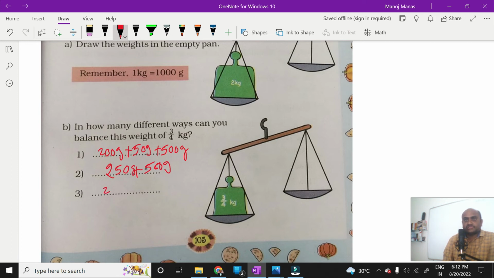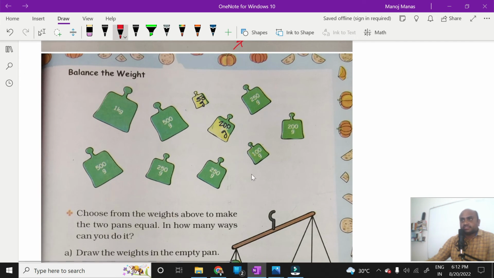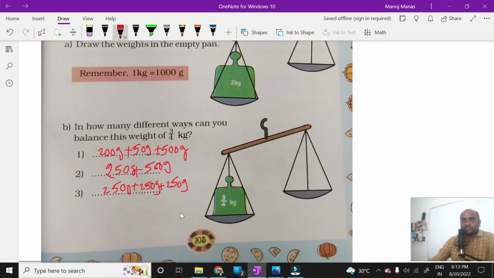And third option is 250 plus 250 plus 250. This is also the third option. Okay. So let us see from the available weights only. If we have to take, then we don't have a 250 grams. We have only 250 and 500. Then we have to erase this part. Even though this is correct, 250 plus 250 plus 250 will give us 3 by 4 kg. We will erase this part and then we will write down 500 grams again.